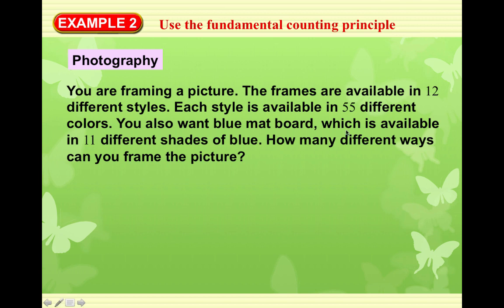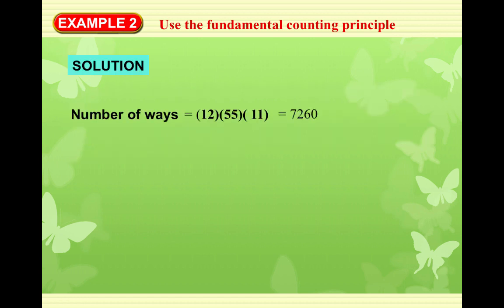Well, we certainly wouldn't want to make a tree diagram with 12 branches, followed by 55 branches off of each of the 12 branches. So we're going to use the fundamental counting principle to solve this. We do 12 times 55 times 11. You just multiply the number of options for the frames, frame colors, and shades of blue for your mat, and you get 7,260 different ways you could do your framing.